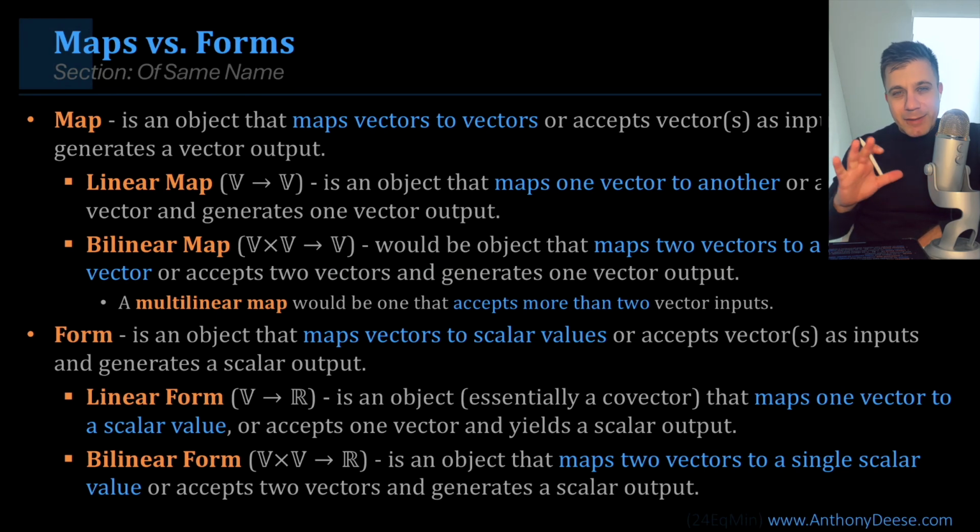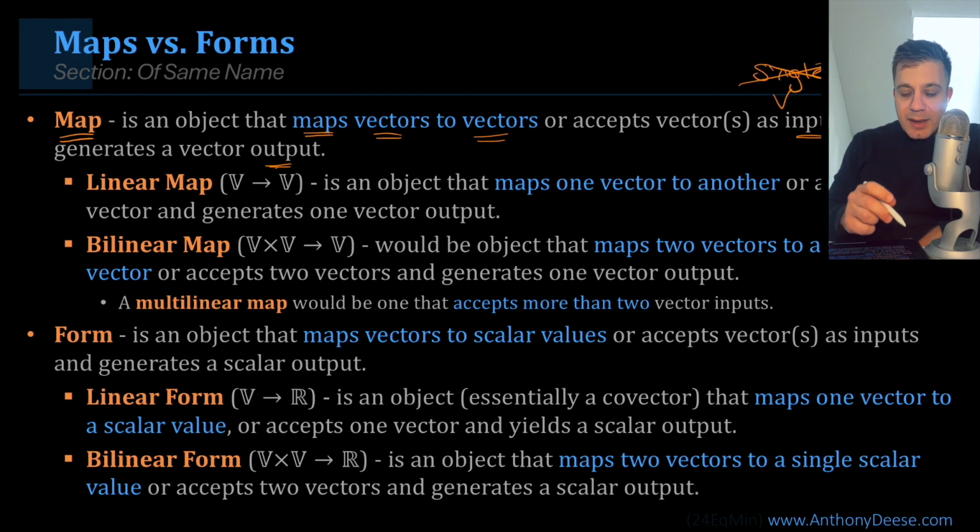Now, this is very short. I just wanted to talk about some terminology: a map versus a form. A map is an algebraic object that maps one primal vector space to another. It accepts an input vector and generates an output vector. Actually, I should not write single here. I apologize, because it can be single for the linear map. This is an object that maps one vector to another.